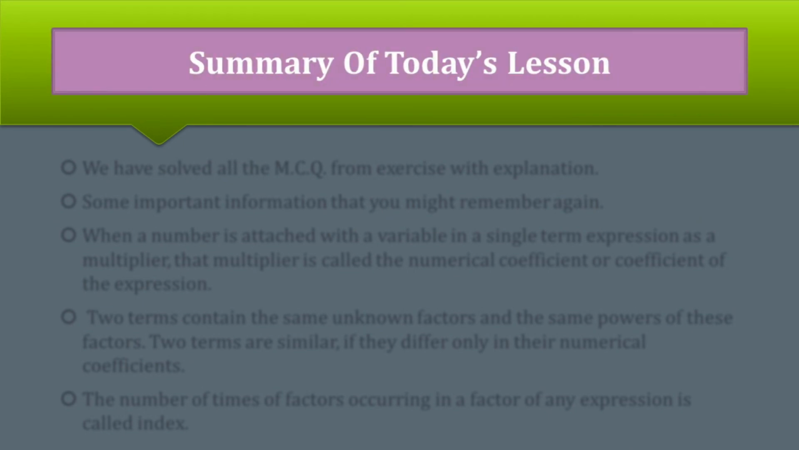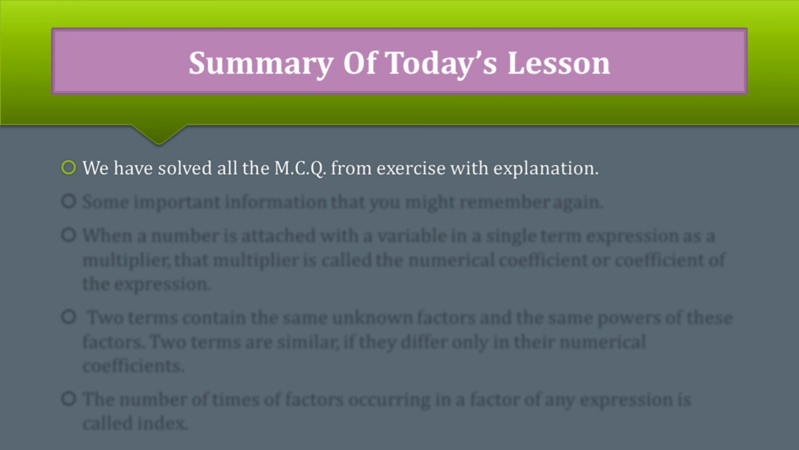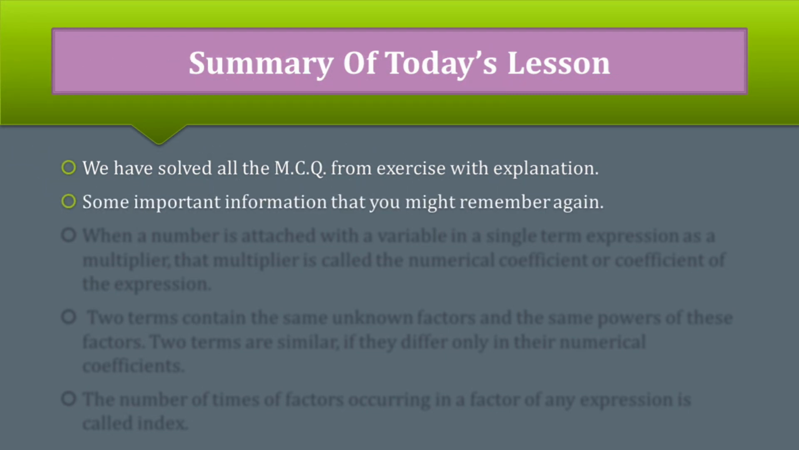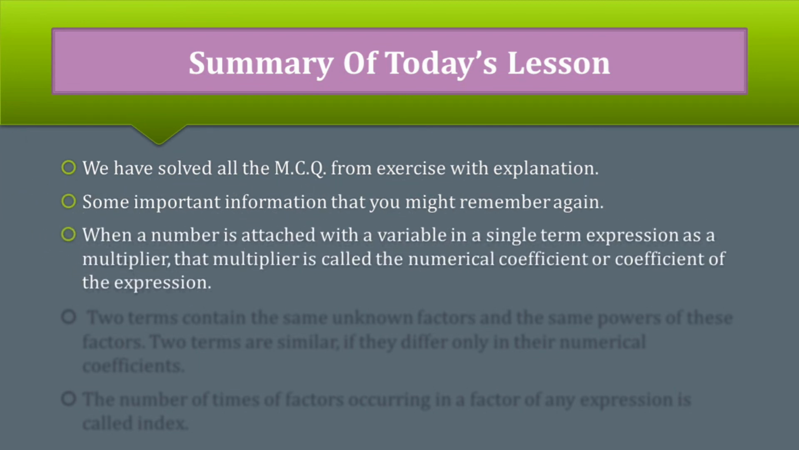Now, summary of today's lesson. We have solved all the MCQ from the exercise with explanation. Some important information that you might remember again. When a number is attached with a variable in a single term expression as a multiplier, the multiplier is called the numerical coefficient or coefficient of the expression.